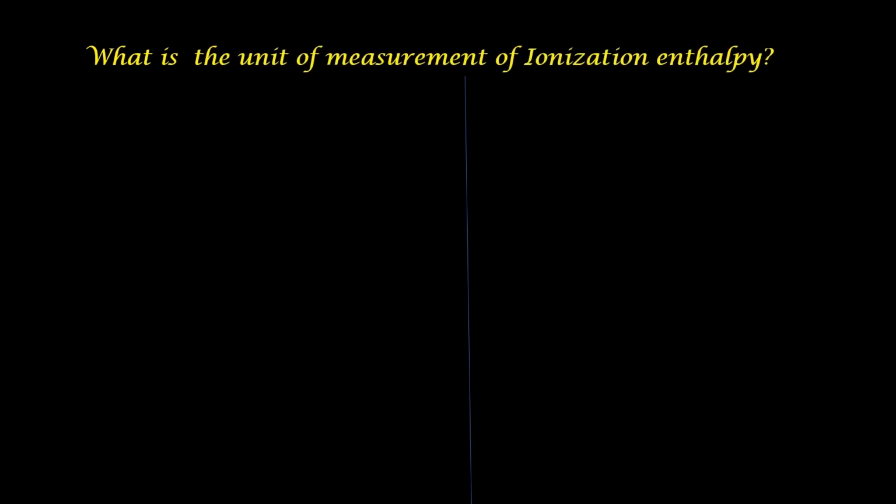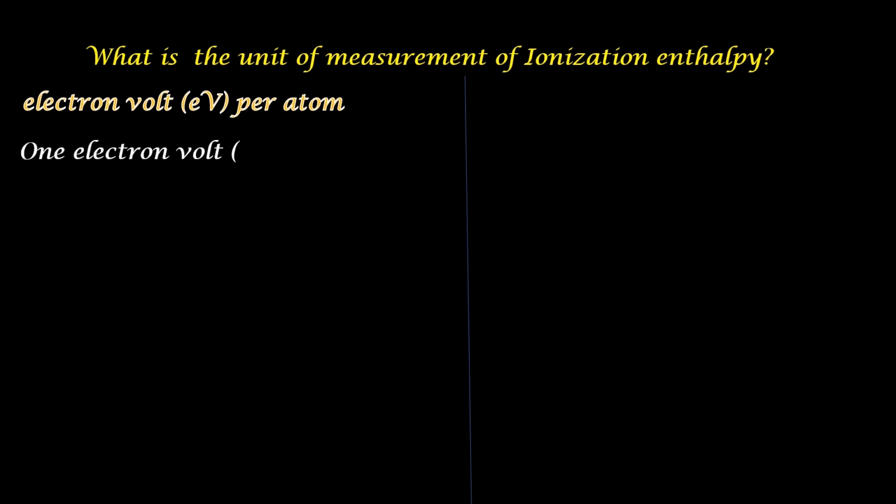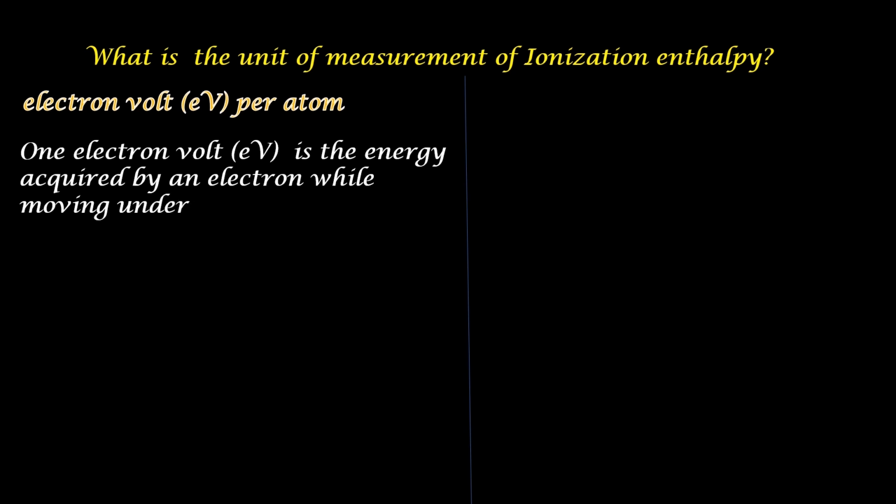What is the unit of measurement of ionization enthalpy? One unit is electron volt per atom. Electron volt is represented as small letter e, capital letter V, eV. What is 1 electron volt? 1 electron volt is the energy acquired by an electron while moving under a potential difference of 1 volt.